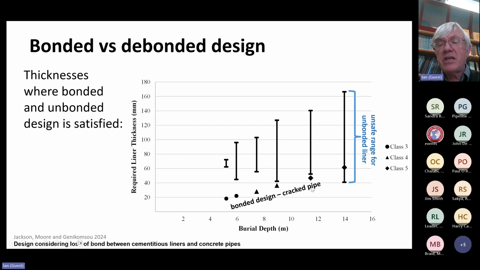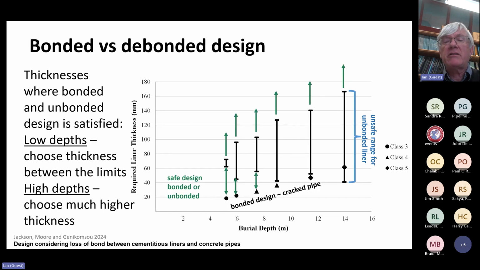But at one of these deeper covers, we might have a range where we have to have a thickness that's greater than the bonded design, but is actually then into this unsafe zone. So we have to choose much higher thicknesses so that it satisfies the design constraints for both bonded and then after a few years, potentially unbonded design. And so we might need a much higher thickness for those conditions.